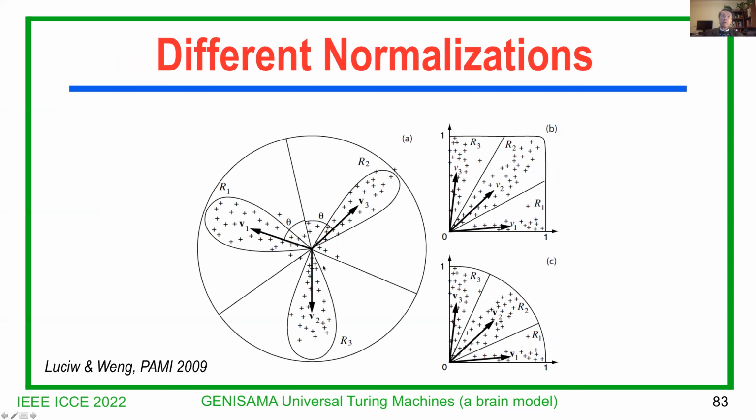With a different normalization method, you will have a different shape of the local component. Here you have a positive, negative, and the image input is a unit vector. Then suppose you have 3 regions. Now you have local component 1, local component 2, local component 3, and the plus are input images.